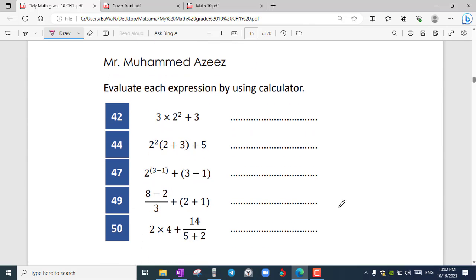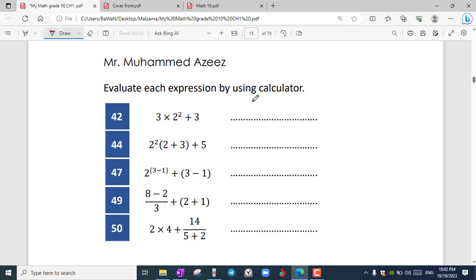Evaluate each expression by using calculator. The question says use calculator. Then using your scientific calculator, how can you write this? I'm writing the way that you enter this into calculator. I don't write the result. You can get the result.